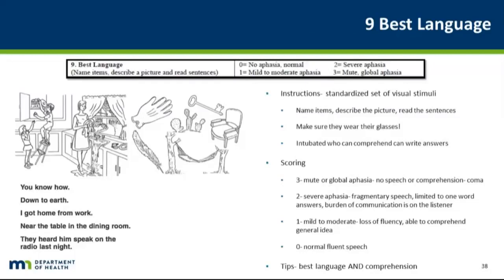A patient who is mute or has global aphasia would score a 3, and the same thing goes if they are in a coma. A 2 would be for someone with severe aphasia, fragmentary speech, limited to one-word answers, and the burden of communication is on the listener. A 1 is for mild to moderate loss of fluency. They're able to comprehend the general idea. And a 0 is normal fluent speech. For this element, you are evaluating both language and comprehension.